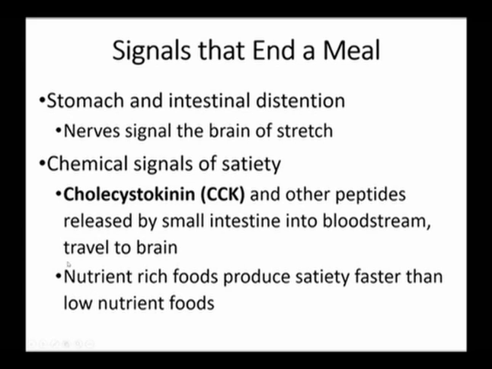And interestingly, nutrient-rich foods, so foods that have lots of calories stored in them, are going to produce signals of satiety faster than low-nutrient foods. So if you eat something that's very calorie dense, maybe a bunch of peanut butter, that's going to produce these signals that you're full a lot faster than eating something that's low in nutrients, something like celery. So you'd have to eat a lot more celery to start feeling full than you would if you were eating peanut butter. So there's something linking the density of the nutrients in the food we're eating and how quickly CCK is released into our bloodstream.